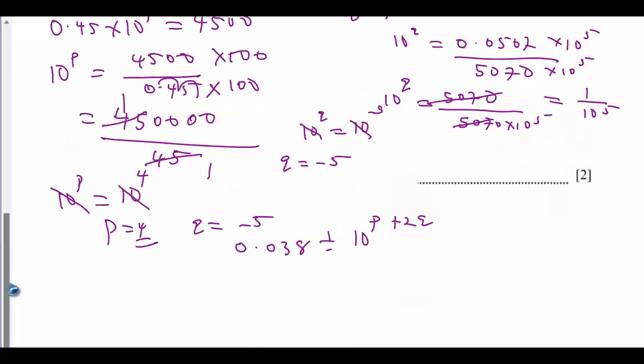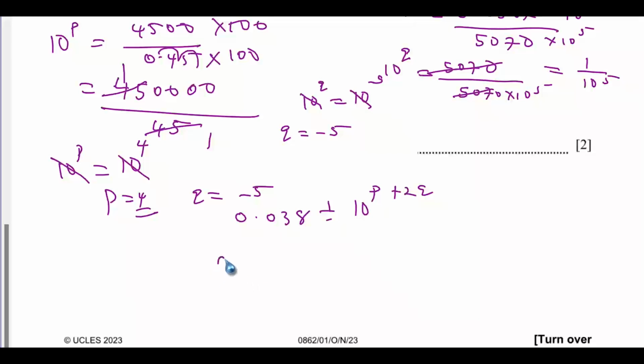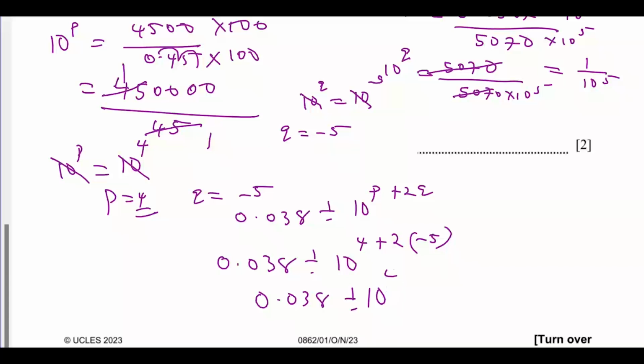So let's key in the values of p and q respectively. We have 0.038 divided by 10 to the power of p, that's 4 plus 2 to the power of q, that is negative 5. So this will give us 0.038 divided by 10 to the power of 4 plus 2 times negative 5. That will be negative 10. So this will give us 0.038 divided by 10 to the power of negative 6.